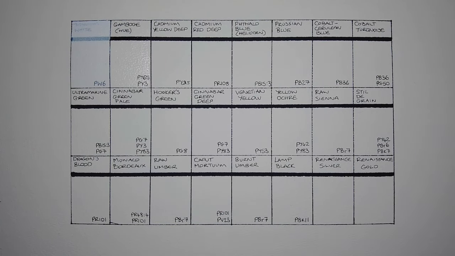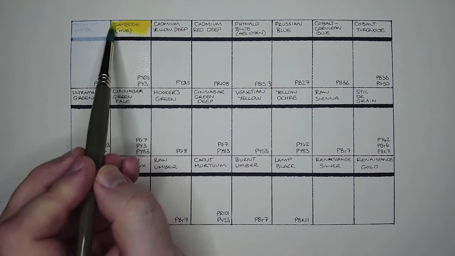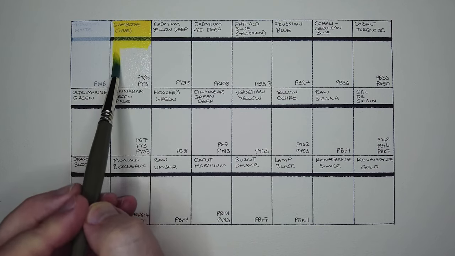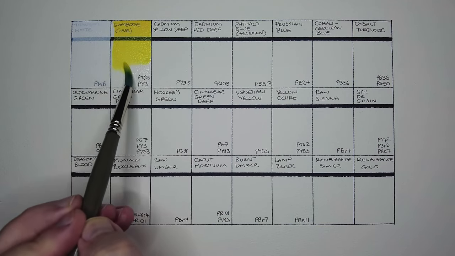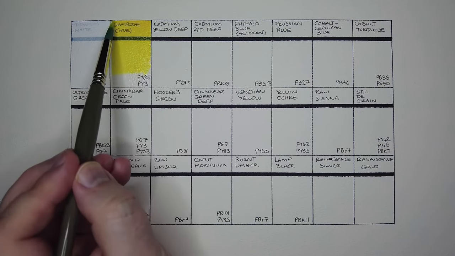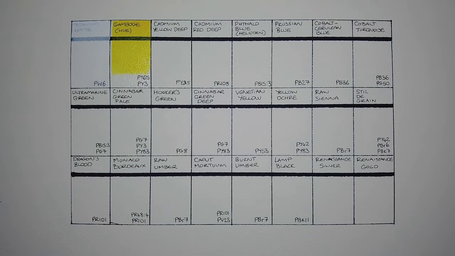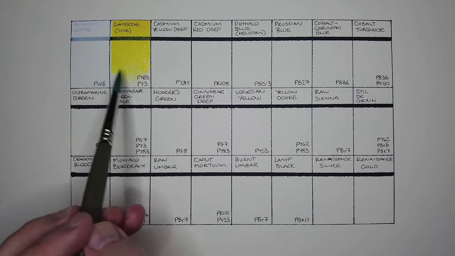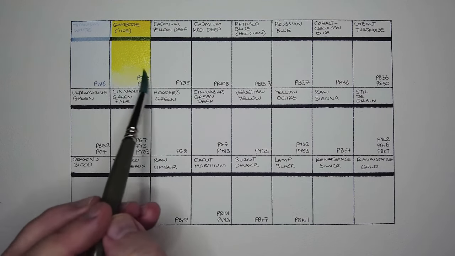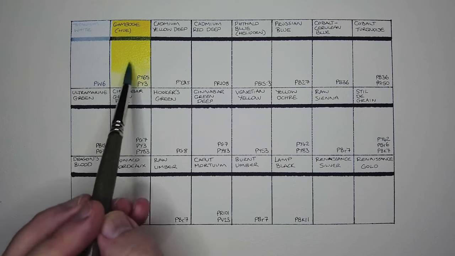And next is Gamboge Hue, made from PY65 and PY3. Yes, a nice saturated mid-warm yellow. For some reason in my mind, I always think of Gamboge as being a bit warmer than this one.